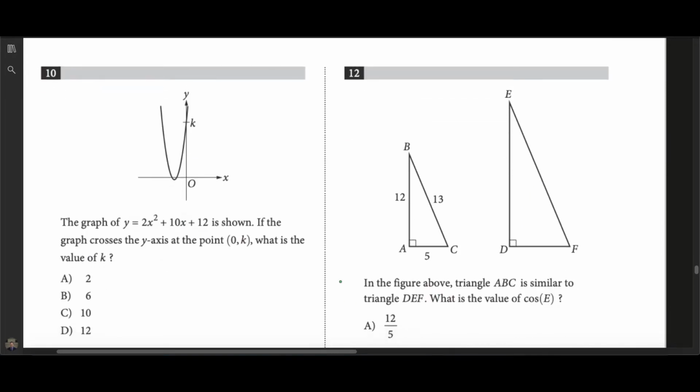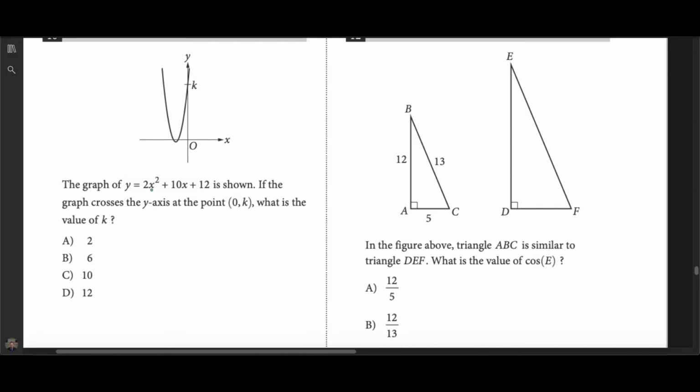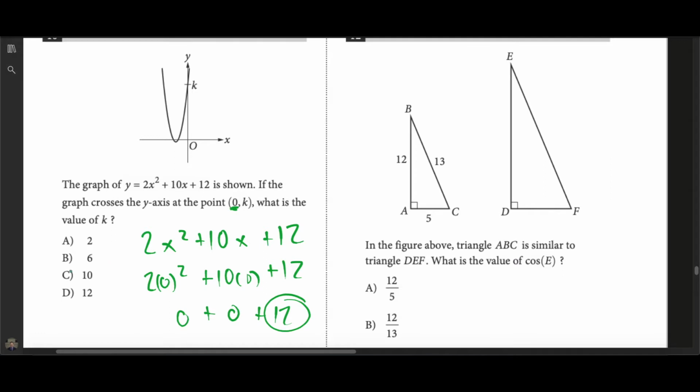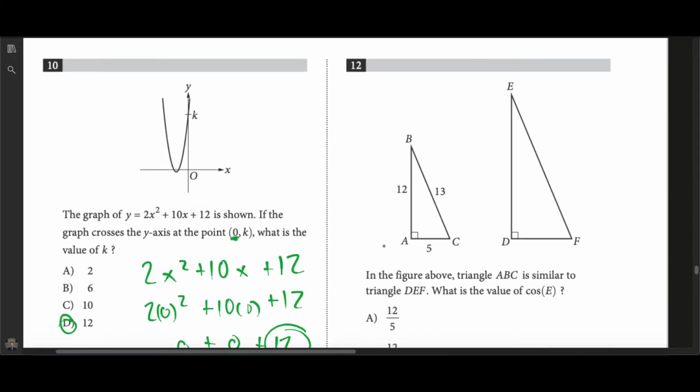Let's look at number 10. Okay, the graph of y is equal to 2x squared plus 10x plus 12 is shown. If the graph crosses the y-axis at the point 0, k, what is the value of k? Okay, so k is talking about the y-intercept. So when you're talking about the y-intercept, you basically are saying, hey, take your x and make it 0. So we take our equation that they gave us, and all we do is we plug in 0. So 0 squared is 0. 0 times 0 is 0. Times 2 is 0, so 0, plus 10 times 0 is 0, plus 12. That's my answer. Easy peasy. 12.